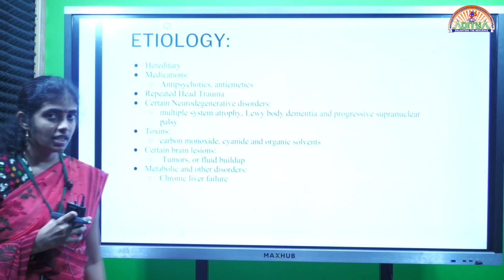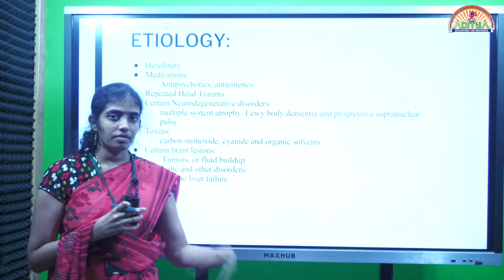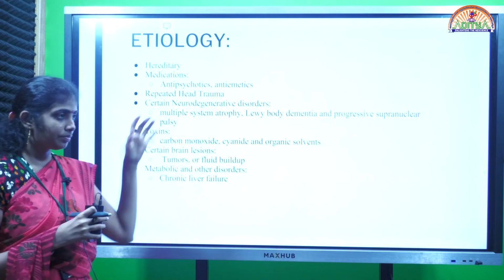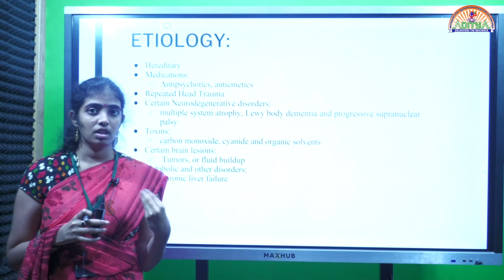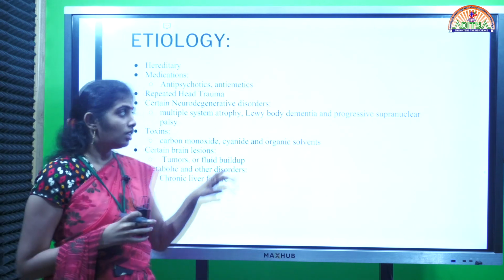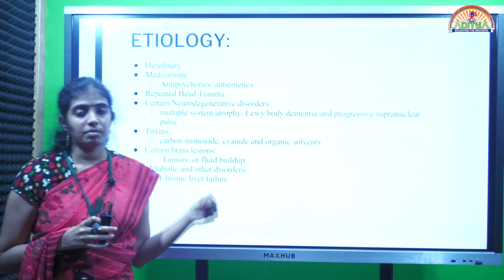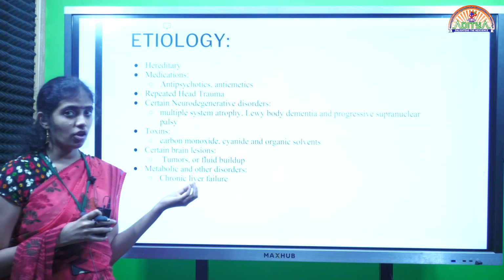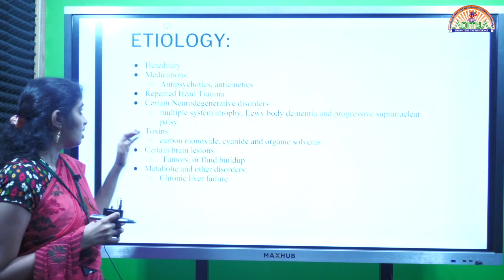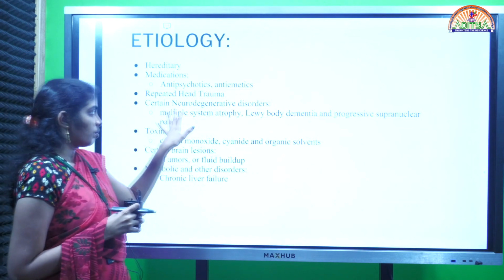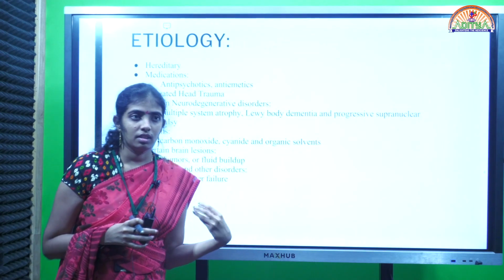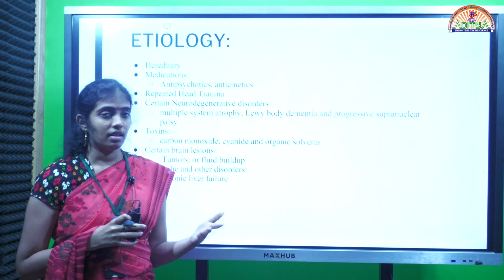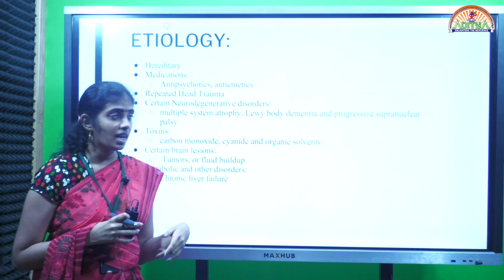Next, coming to etiology, there are many causes for this Parkinson's disease. Actually, the main cause is unknown, but it can also occur through heredity, that means because of the genes. And next, some medications like antipsychotics and antiemetics, and also repeated head trauma. If there are repeated injuries to the head, then Parkinson's can occur.